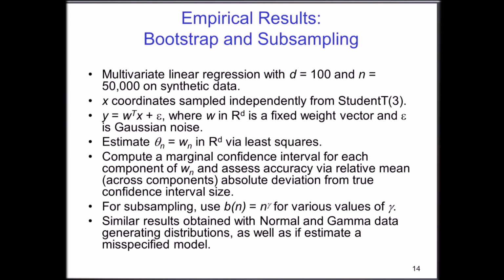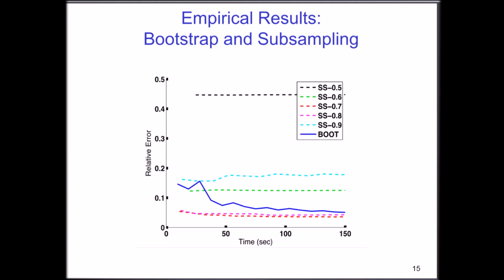Then we subsampled various sizes. We took n to the gamma for various values of gamma running from 1/2 up to 1. So that is square root of n up to the full data set, in which you would get no advantages. And so we did this with a whole range of experiments. And here is an example on page 15 of the kind of results that we found.